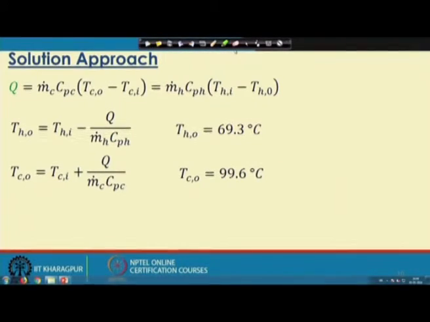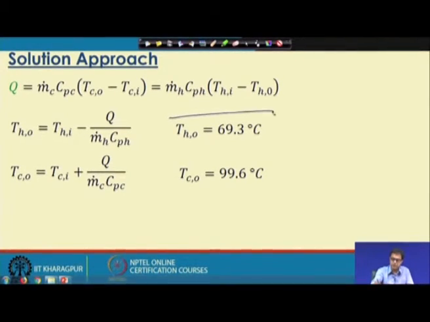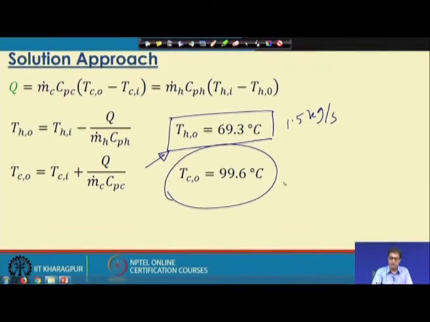So that design problem now becomes a simulation problem, and as we have seen, we designed a heat exchanger where the operating parameter has been changed and the flow rate of the hot fluid has been changed to 1.5 kg per second, and that has changed the hot exit temperature to 69.3 degrees centigrade, whereas the cold exit temperature has now come to 99.6 degrees centigrade.